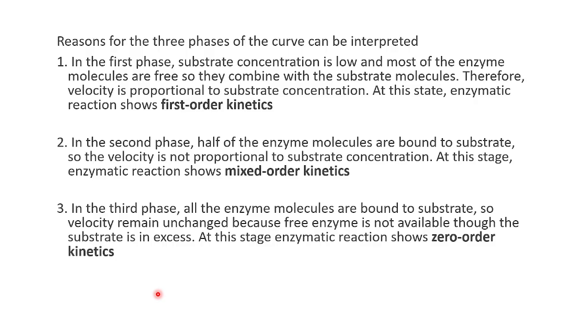The reasons for the three phases of the curve can be interpreted like this. In the first phase the substrate concentration is low and most of the enzyme molecules are free, so they combine with the substrate molecules. Therefore, the velocity is proportional to the substrate concentration, and at this stage the enzyme reaction is first order kinetics. Then you go into the second phase where most of the enzyme molecules are bound to the substrate, so the velocity is not proportional to the substrate concentration, and you will observe mixed order kinetics.